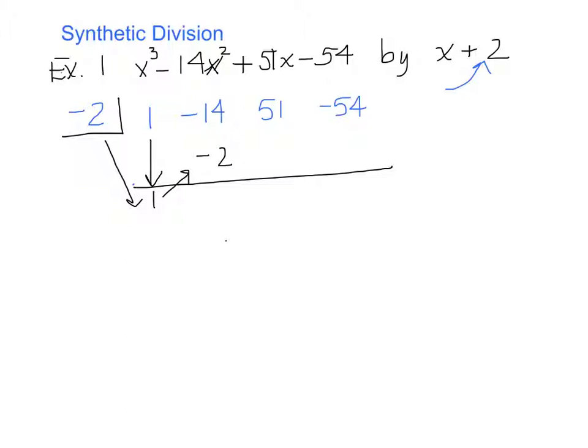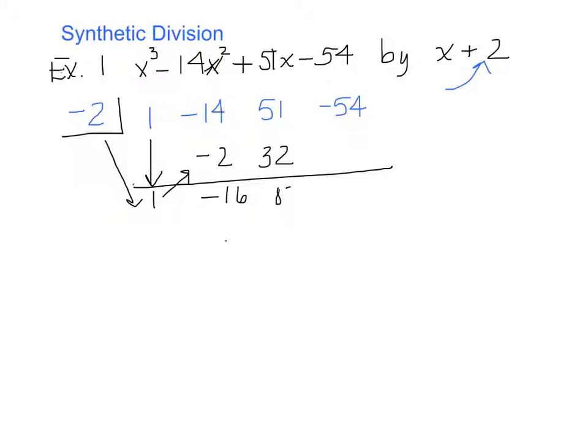And then you add going down. So we're only using multiplying and adding. Negative 4 plus negative 2 is negative 16. Then you multiply by your divisor again. Negative 2 times negative 16 is 32. Then you add going down.